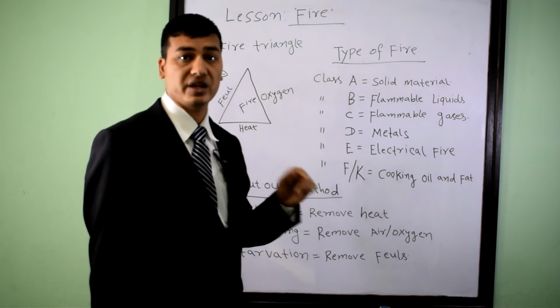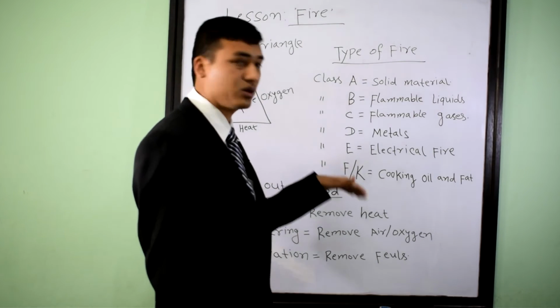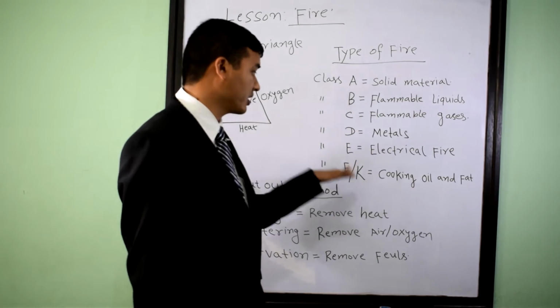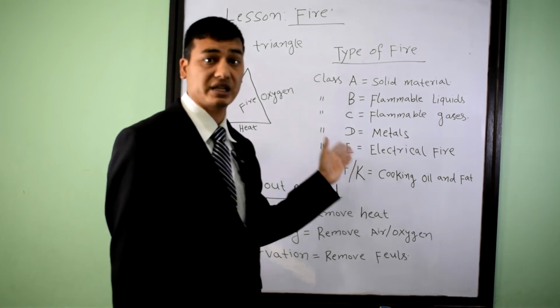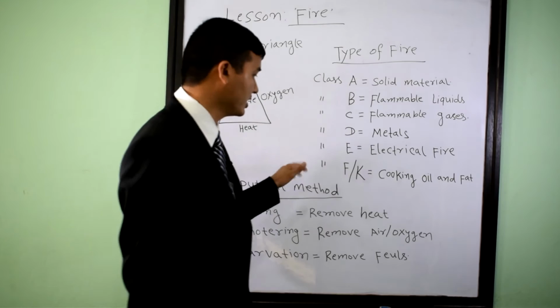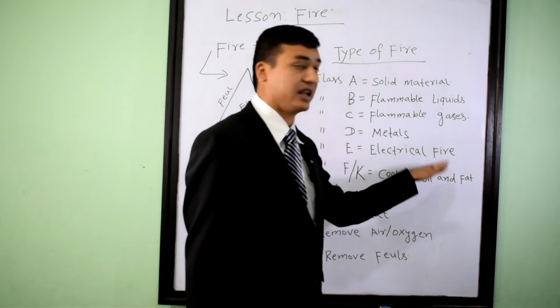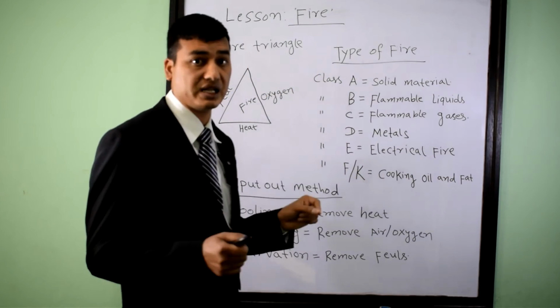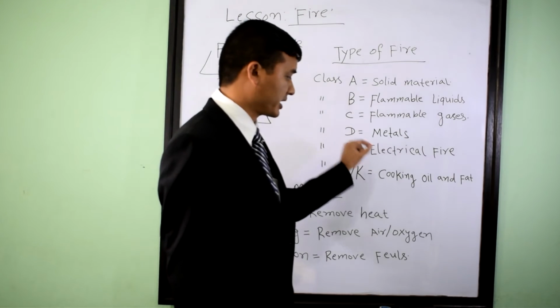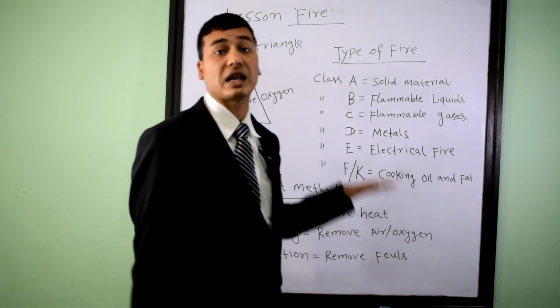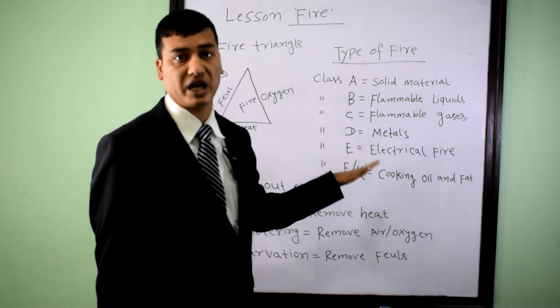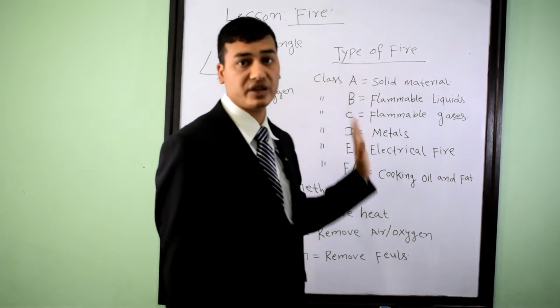In some countries they refer to it as class F, or in some countries class K. You can say either one, class F fire or K fire. This is cooking oil and fat. If the fire takes place in cooking oil or fat, it is a class F or K fire. The types of fire are finished.